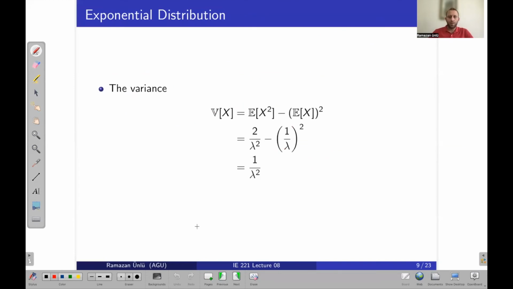Well, how can I calculate the variance? It's easy. The variance of x is equal to the second moment minus the square of the first moment. So the expected value of x squared minus the square of the expected value of x. It's simply 2 over lambda squared minus 1 over lambda squared, so I will end up with 1 over lambda squared. So the variance of the exponential distribution is 1 over lambda squared. The expected value of the exponential distribution is 1 over lambda, and the variance is 1 over lambda squared. So this is the end of part 1, and thanks for watching.